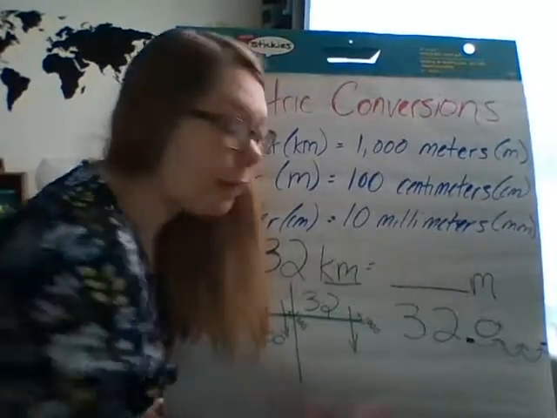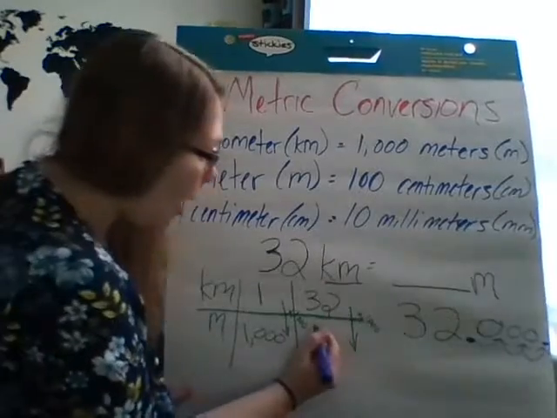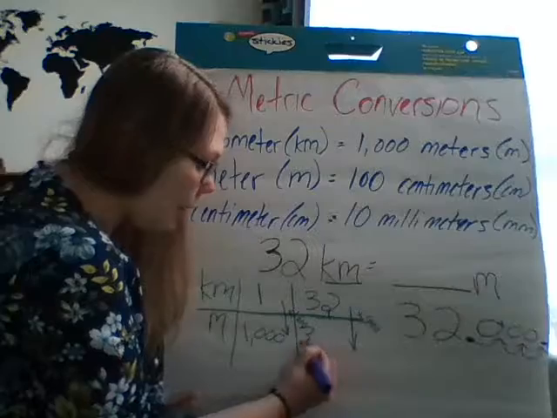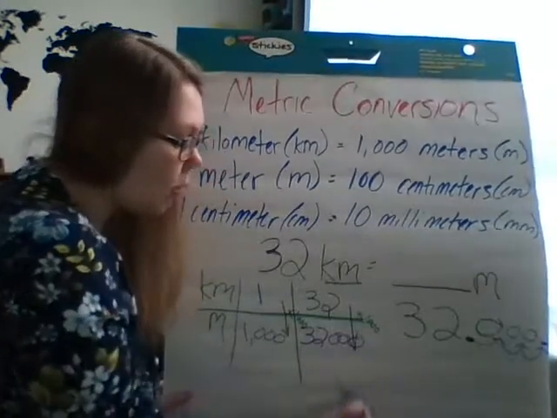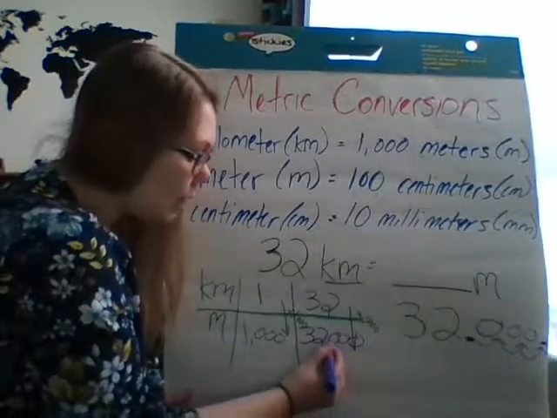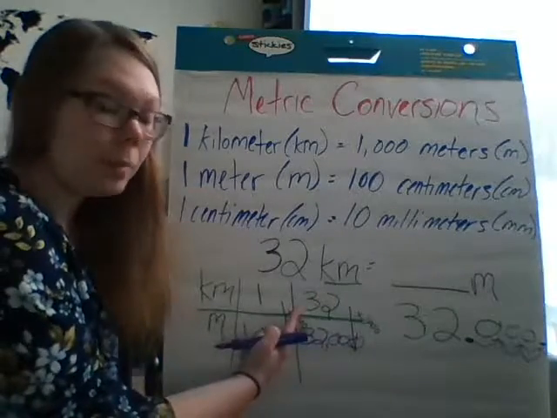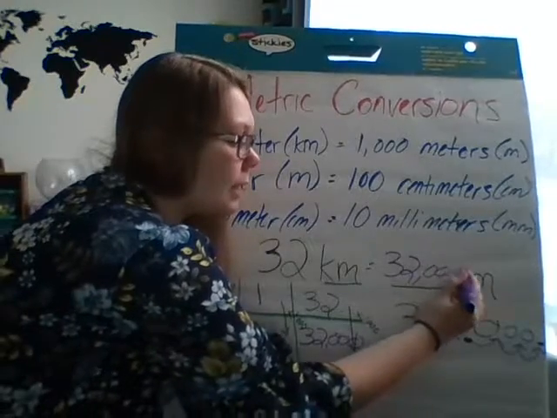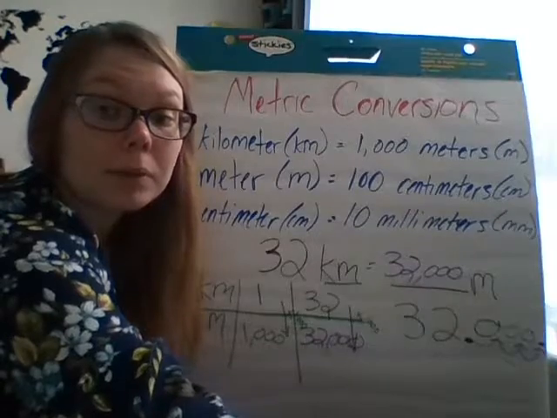So we actually have to add zeros in these empty places. So our 32 in meters now looks like a 3, a 2, and 3 zeros. The decimal after. Remember, our place value, ones, tens, hundreds, comma. So we now know that 32 kilometers equals 32,000 meters.